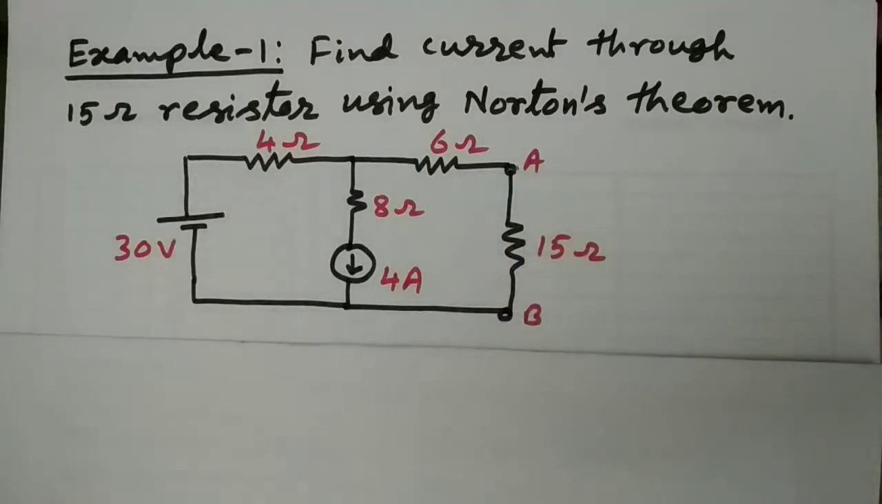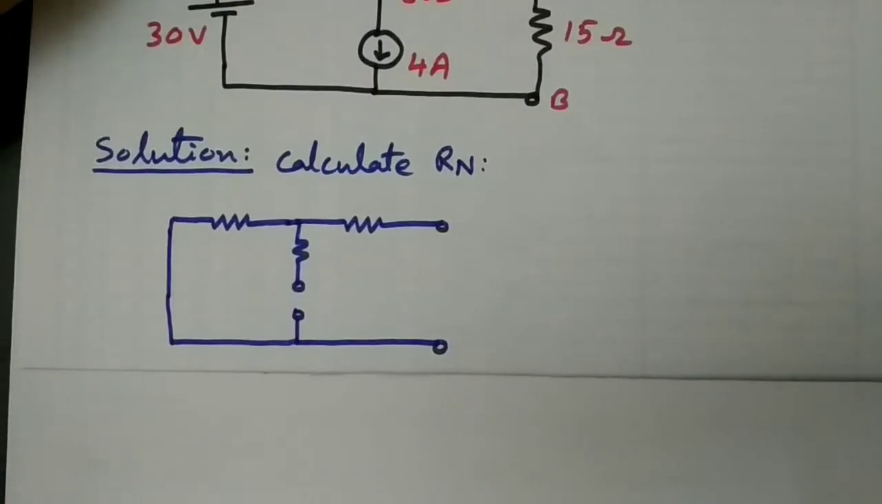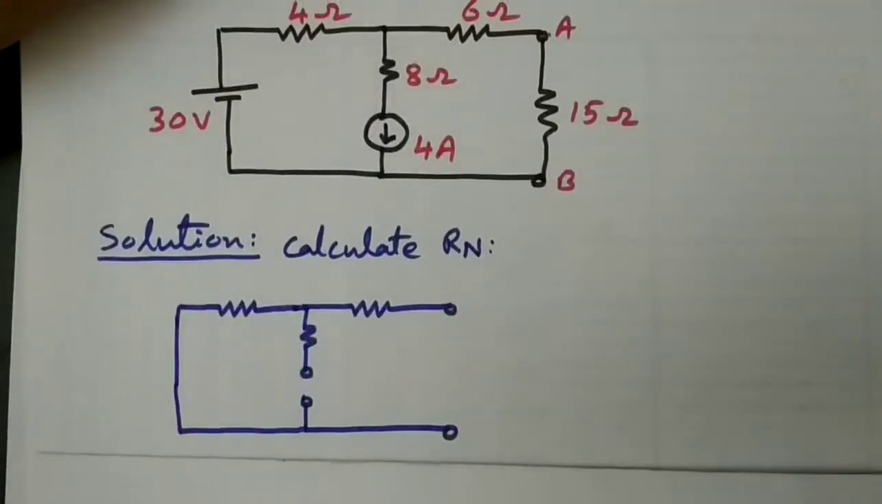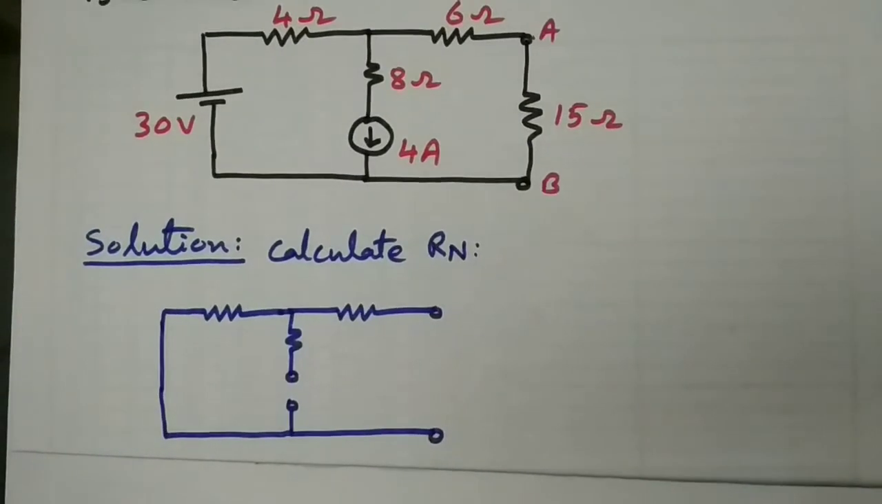B. So first of all, we have to calculate the Norton equivalent circuit, that means IN and RN, and then we will find out the current through the load resistance. In the first step, we have to calculate the value of RN. The concept of RN is that we have to open the load terminal.